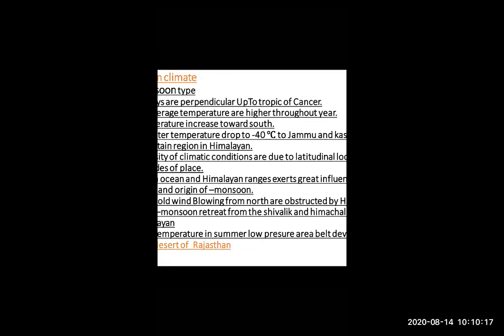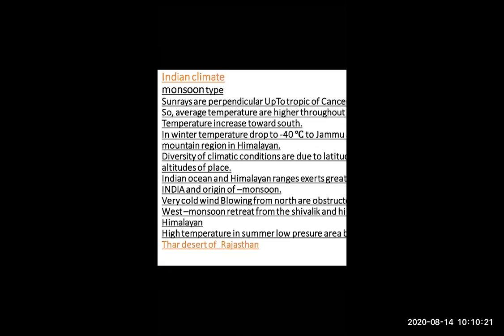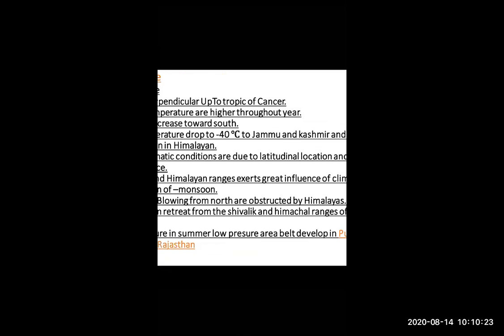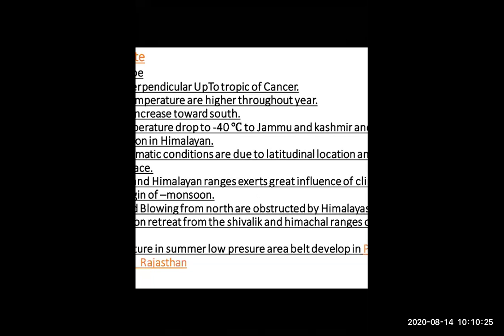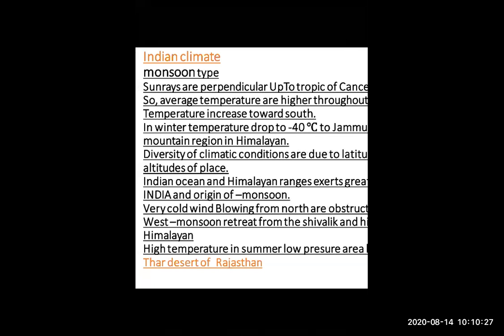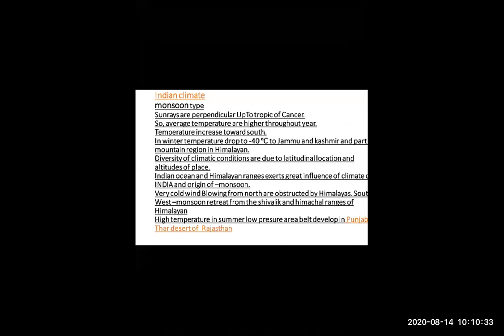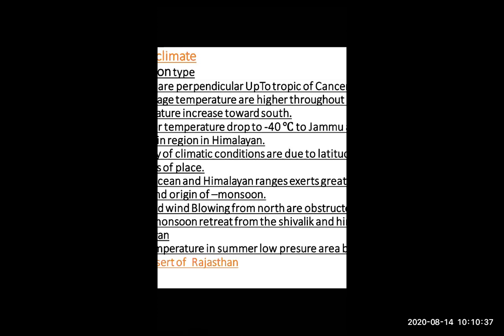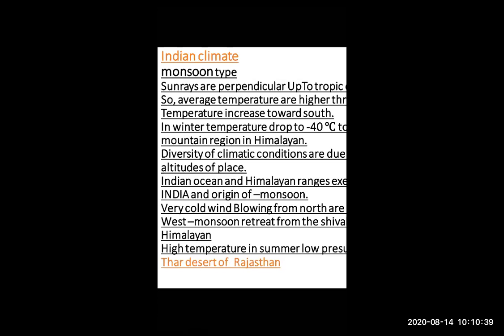Diversity of climatic conditions are also due to the Indian Ocean and Himalaya ranges, which exert great influence on the climate of India, and the origin of monsoon. You know that there are so many oceans: Atlantic Ocean, Indian Ocean, Bay of Bengal. Now, the Indian Ocean.